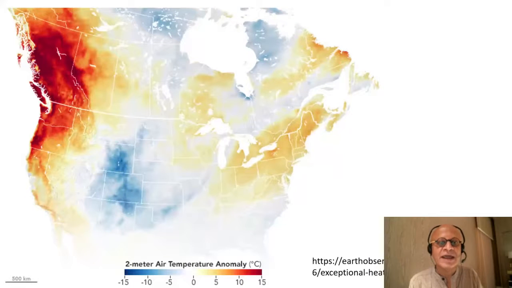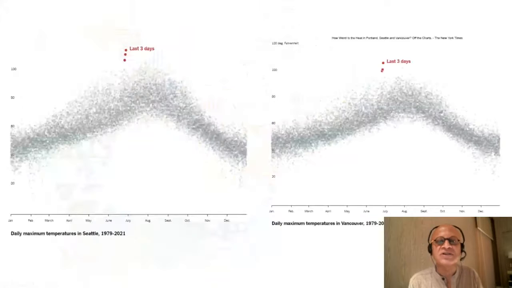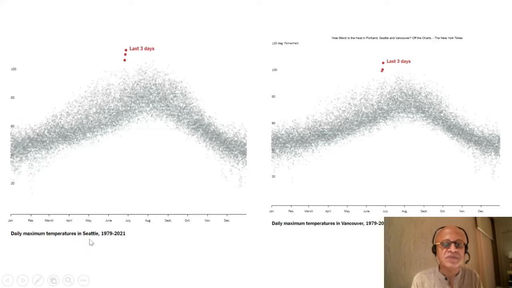And the other thing we have to add is that now, looking at a map of the heat wave that's swallowing up the northwest US and Canada, enormous new records are being set here. For example, daily maximum temperatures in Seattle and Vancouver. This is for the period of 1979 to 2021. The maximum temperatures you got were around here, 100 degrees. The last 3 days during this period when the report came out, they are all way out of the range of anything that has been seen over these several decades.